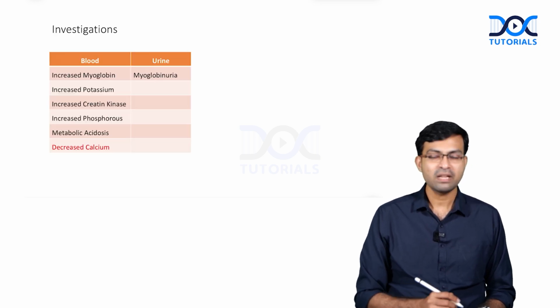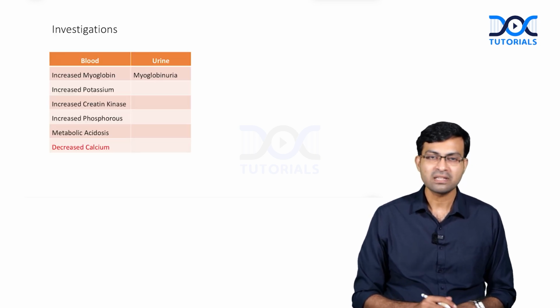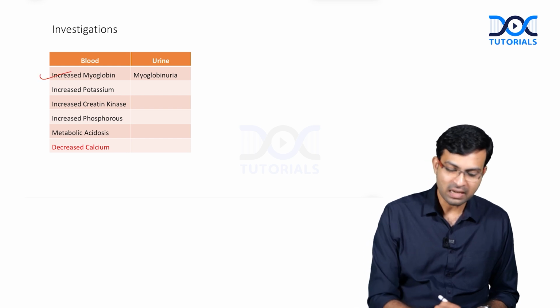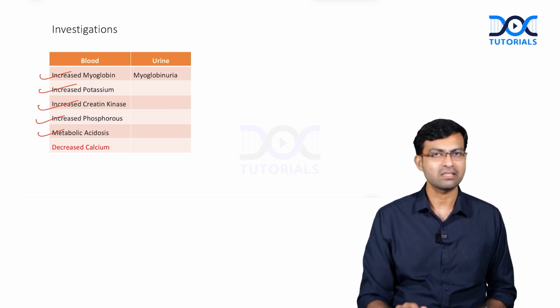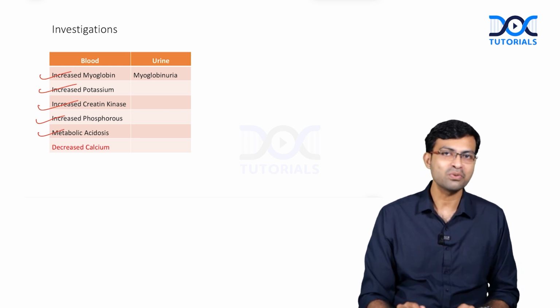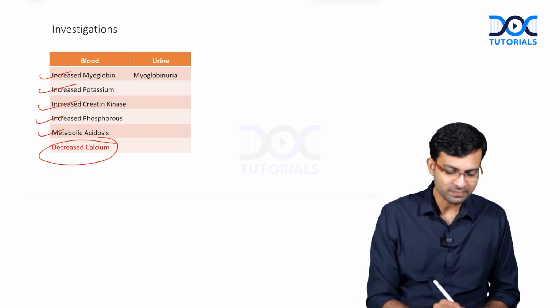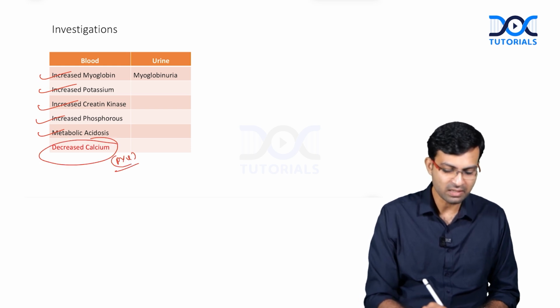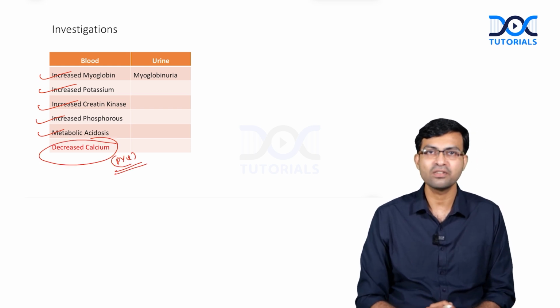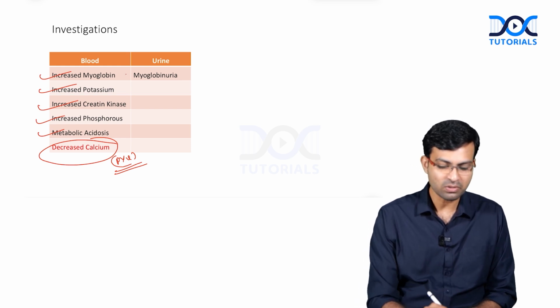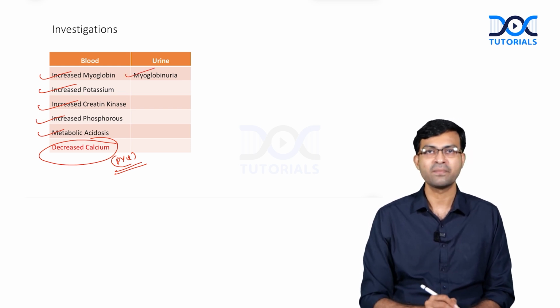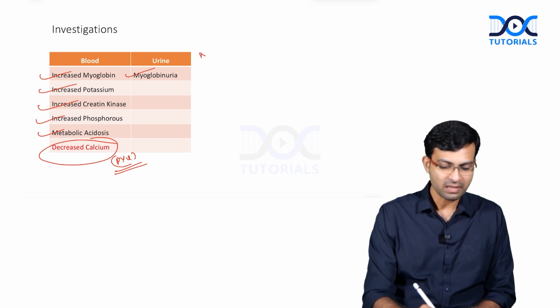When you investigate the blood parameters, you will see increased myoglobin levels in the blood, increased potassium, increased creatine kinase, increased phosphorus, and metabolic acidosis. Everything will be increased. Only one thing will be reduced. What is that? Calcium. This was a previous year question. The thing that is reduced in crush syndrome is calcium. Everything else will be elevated. And urine will also show myoglobinuria. Okay. So this is a very, very important table as well.